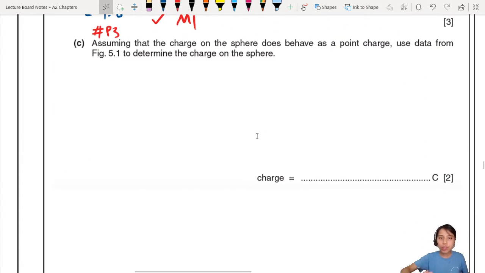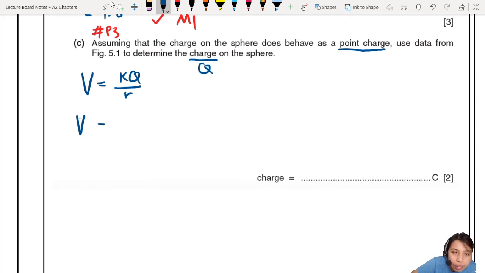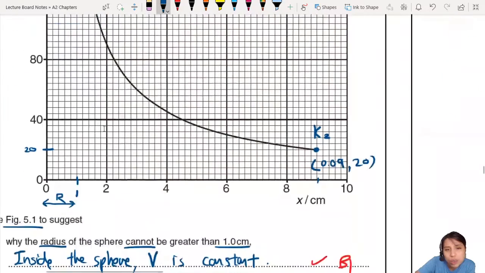Next, assuming that the charge does behave like a point charge, it does, we already proved it. Use the data from the graph to determine the charge on the sphere. Charge on the sphere is Q. Just now we already wrote the equation. So V equals KQ over R. Or we can expand it a little bit. V equals 1 over 4 pi epsilon naught, Q over, instead of R, they use X here. So it's good to follow that as well.